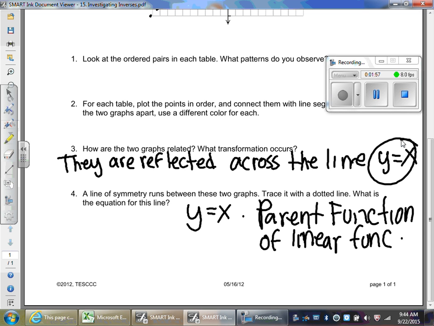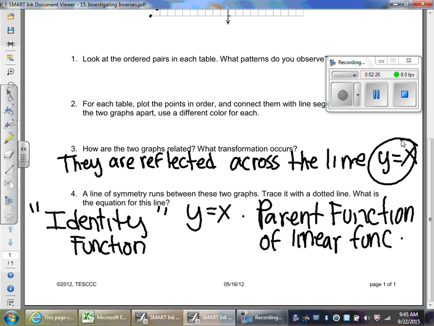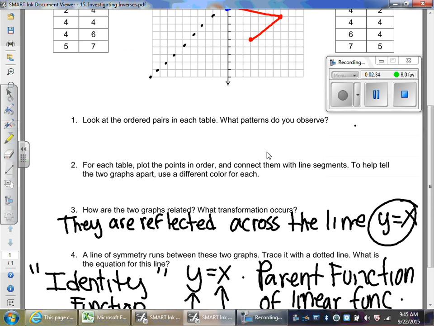And also we know it has a very special name. What's the name of this graph, Andrea? Y equals x. Identity function. Identity function. And we call it that because the input, which is the x, is the same as the output, which is the y. But you guys got a little ahead of me.